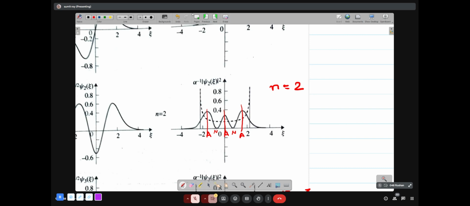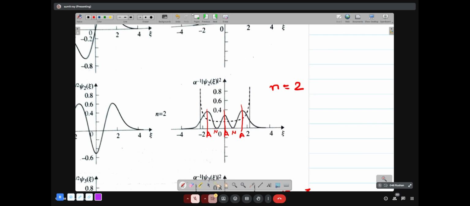So these are the nodal points. Here we have an antinode, here we have an antinode, and also here we have an antinode. This is for n equals to 2. Now for n equals to 2, how many nodes are there? 2. What about the antinodes? 3, one greater. If you come to n equals to 3, how many nodes are there? 3. Antinodes? 4.